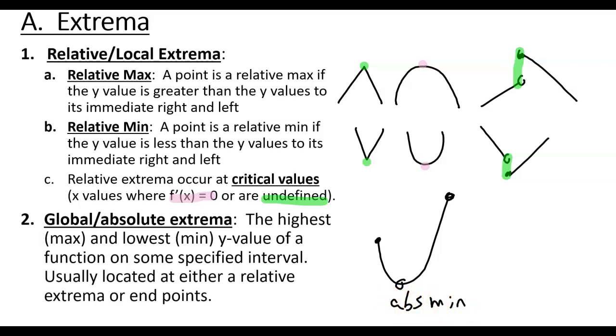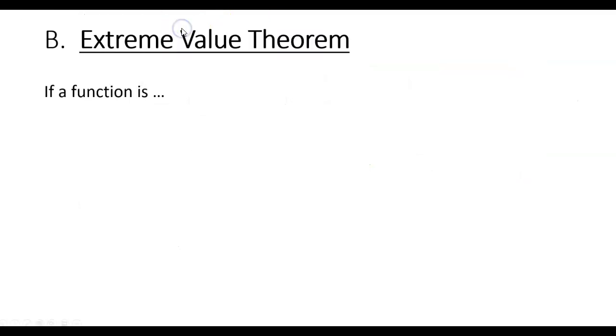But unlike the relative extrema, absolute extrema can occur at the endpoints. So the absolute max is here, whereas relative extrema don't occur at endpoints because they have to be at a point where the y value is greater than any y value to its right and left. But if you're at an endpoint, you don't have a right and a left. It only has one side to it. So absolute extrema or global extrema can occur at endpoints or at relative extrema. All right, so that is extrema.